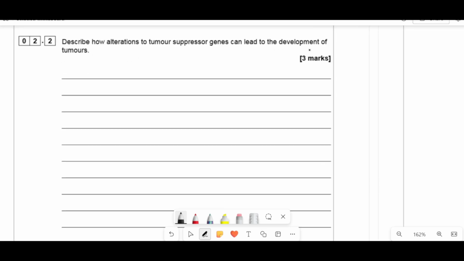Describe how alterations to tumor suppressor genes can lead to the development of tumors. Right, so this should be 3 marks, because all you're doing is describing how this leads to this, so you've got to go step by step. And it's telling you alterations, so you need to think, what alterations do I know that can cause a problem with tumor suppressor genes? Remember, a gene is something that codes for a protein. If you're not expressing a tumor suppressor gene, you're not making a protein, so something is stopping that from happening.